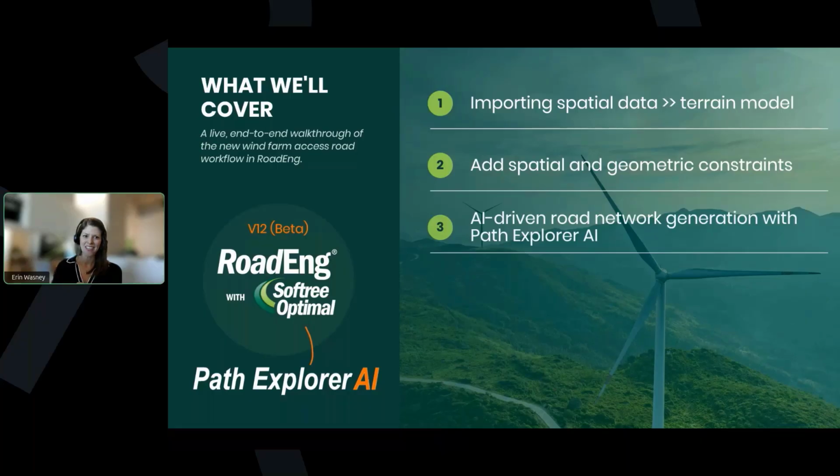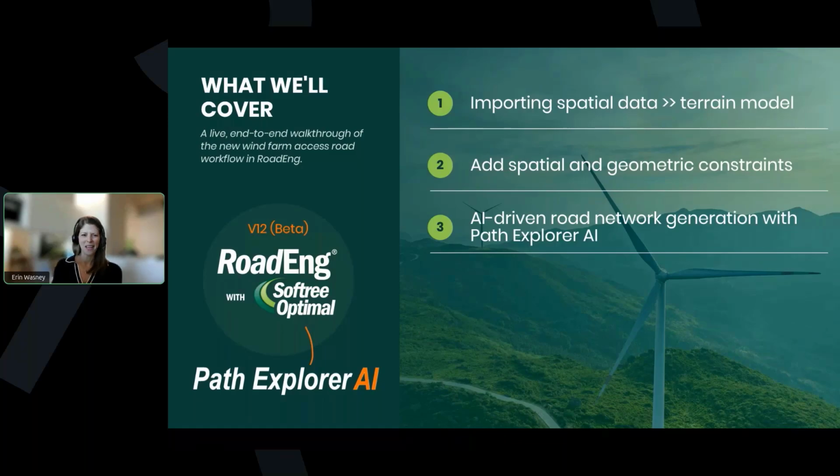We can add all that stuff in. Then we're going to use our AI-driven road network generation tool, Path Explorer AI Networks. Super exciting and quick, asterisk on that, it is all locally processed on your computer. So nothing is leaving your computer and we're not learning off your data.